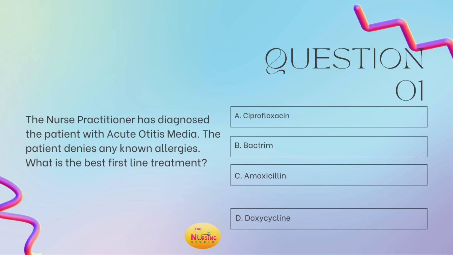All right, question number 1. The nurse practitioner has diagnosed the patient with acute otitis media. The patient denies any known allergies. What is the best first-line treatment? Is it A, ciprofloxacin, B, Bactrim, C, amoxicillin, or D, doxycycline? Take a moment and tell me what you got in the comments, you guys.